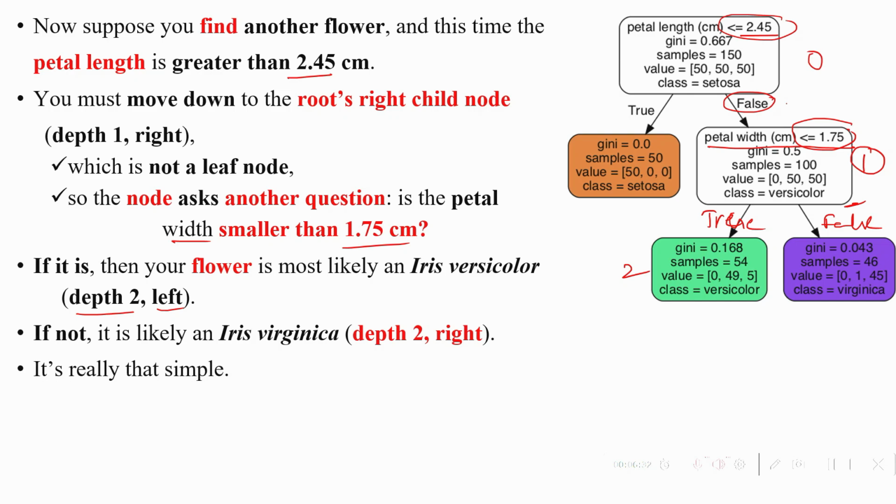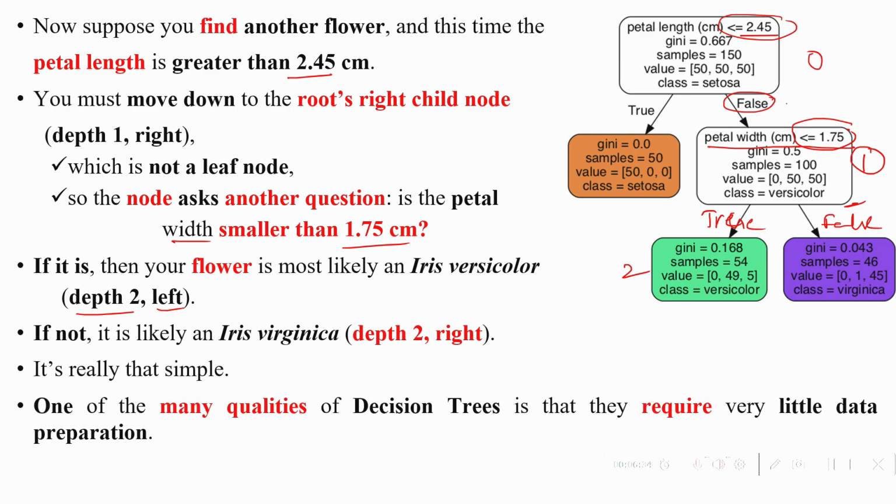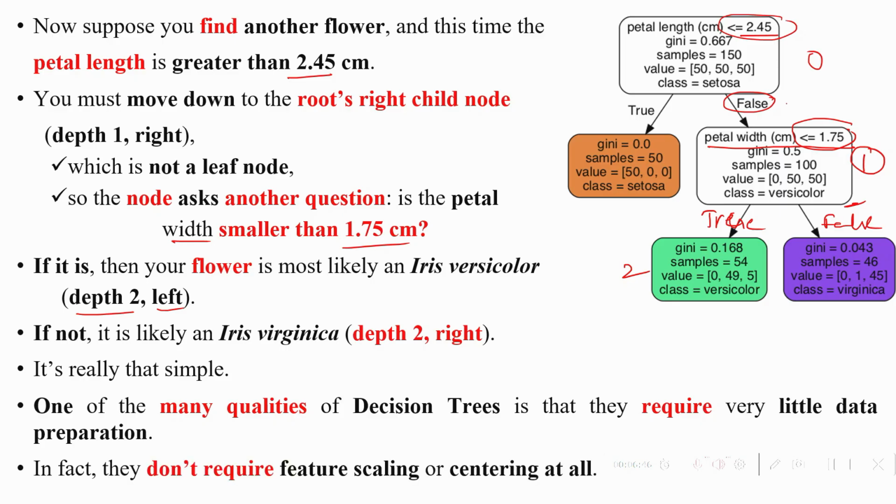Now, it's a really simple one. One of the many qualities of decision trees is that they require very little data preparation. You don't require any high level data preparation. In fact, they don't require feature scaling or centering at all. That is a very important concept of the decision tree.